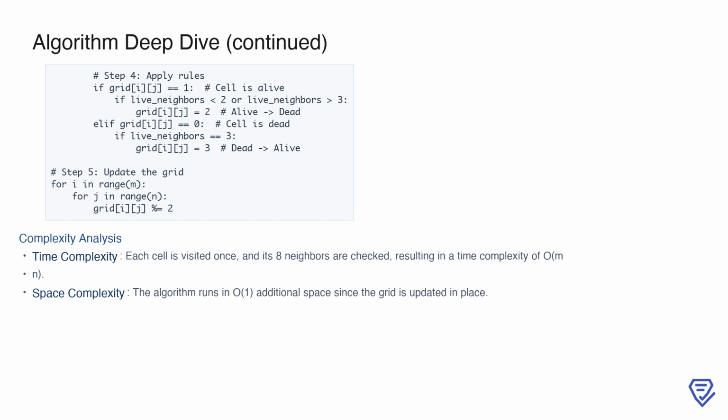After processing all cells, we finalize the grid by iterating through it again and decoding the temporary states. This is done using the modulo operator, where 0 and 2 become 0, and 1 and 3 become 1. The result is a fully updated grid that represents the next state of the system. This approach ensures that the algorithm runs in O(m*n) time and uses O(1) additional space.